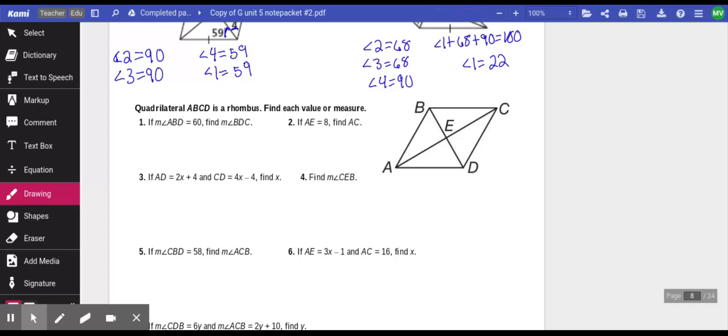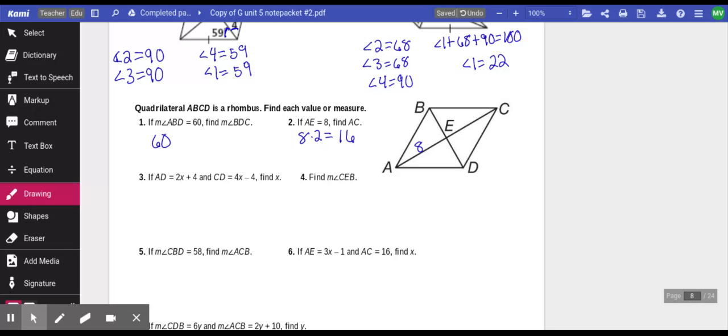Okay, so number 1, ABD is 60, which means BDC is also 60 because they're alternate interior angles, or the angles across from each other are equal. I know AE equals 8. So in number 2, if AE equals 8, that means AC equals 16, because it's 8 times 2, since the diagonals bisect each other.